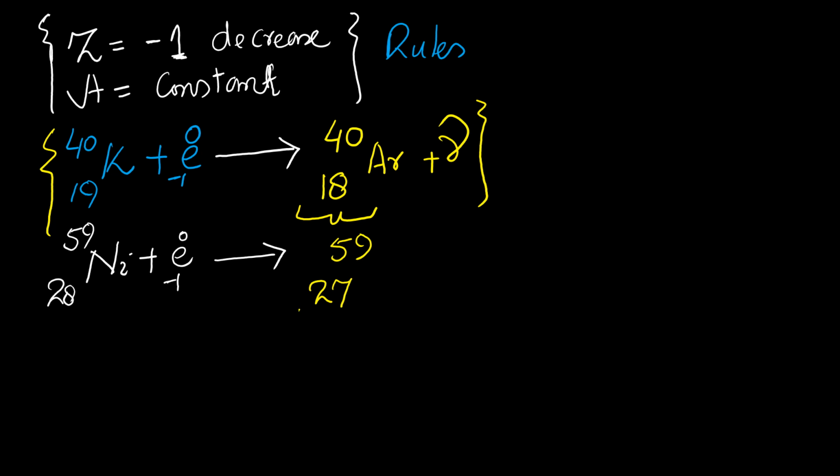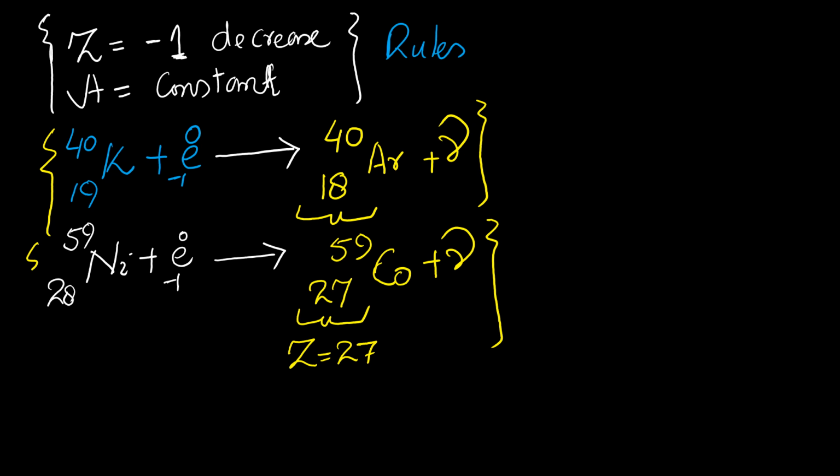So we need to check in the periodic table which element has atomic number equal to 27. We can easily find that it is cobalt. And along with the cobalt there will be a release of a gamma particle. So this means that in the electron capture process, nickel is converted into cobalt, and along with that there will be a release of a gamma particle.